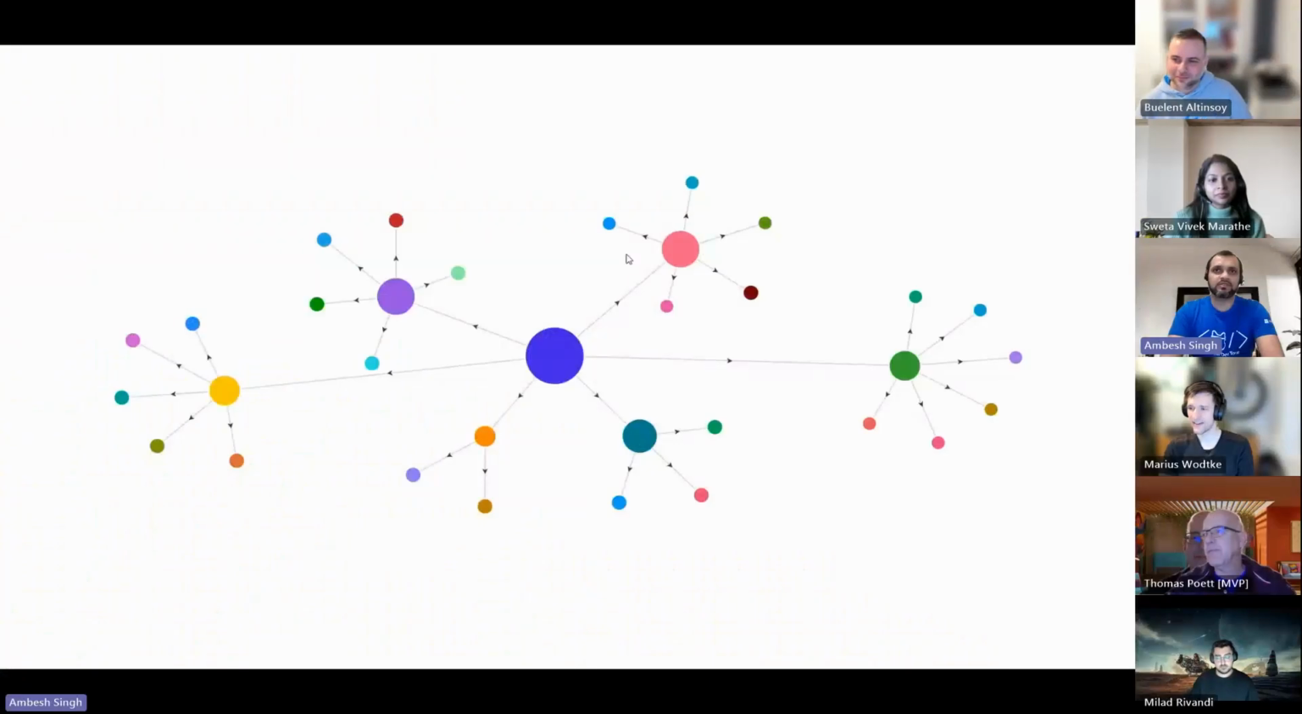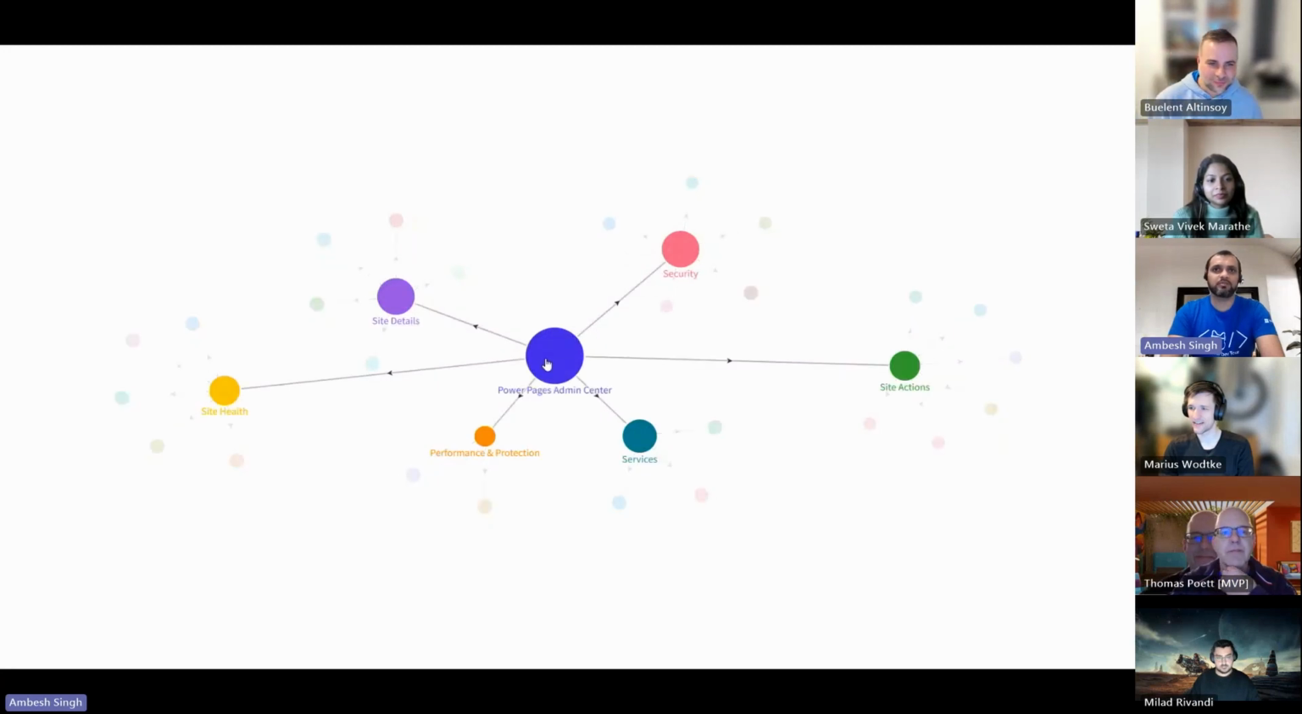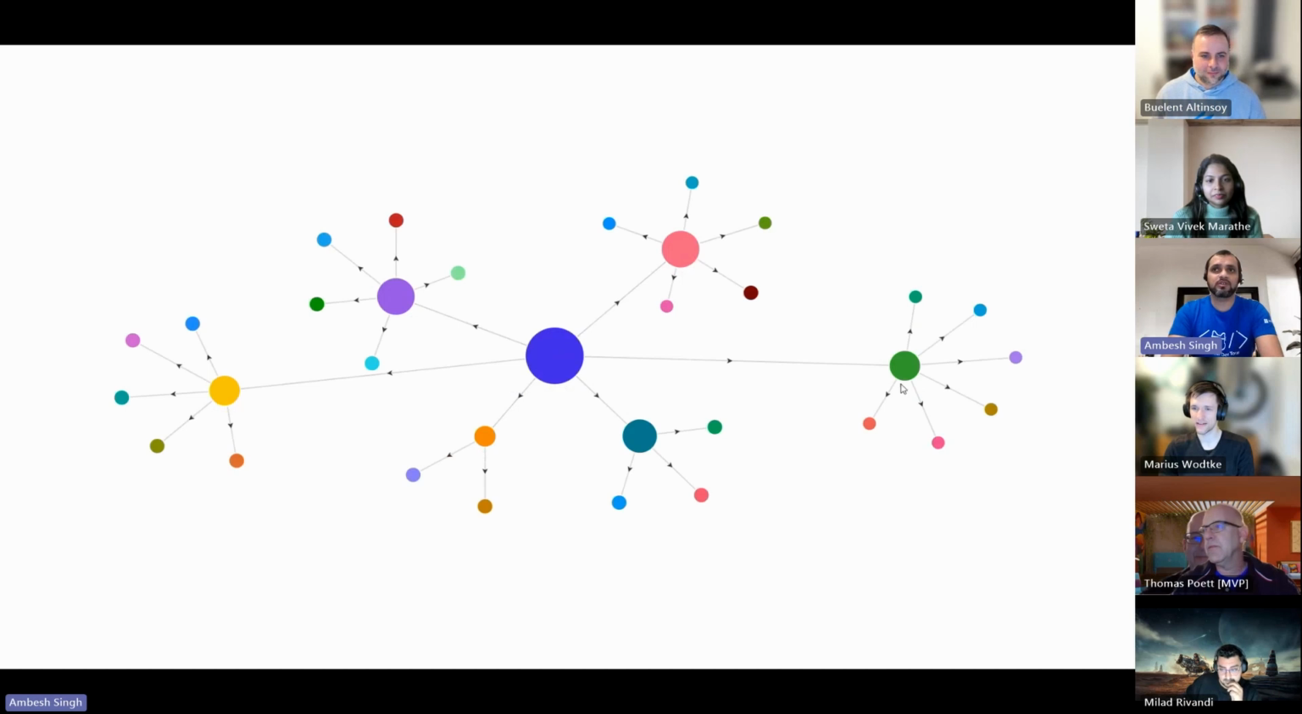So I just created a kind of visualization. I have the Power Pages Admin Center, and it is distributed into 6 main parts. We have site health, site details, and site actions. We have security, performance and protection, and services. So let's quickly talk about them one by one.